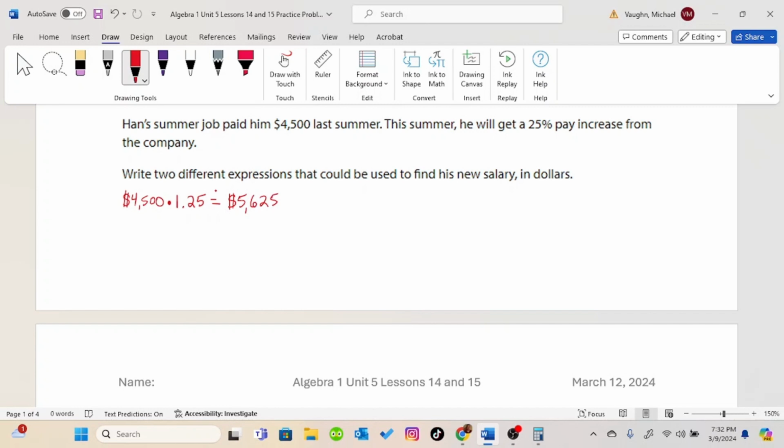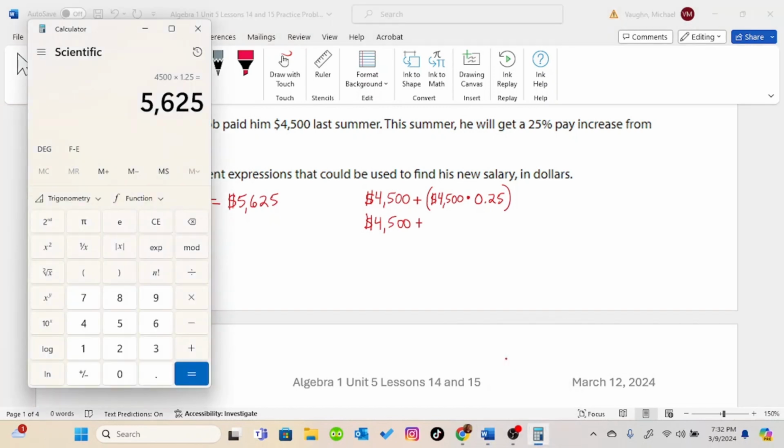Another way we could do this is the indirect method. We can take the original amount of $4,500 that Hans made last summer, and then we could add the amount that he would make additional, which we could find by taking the 4,500 and multiplying it by 0.25. Now, when we figured this one out, bring down the 4,500.